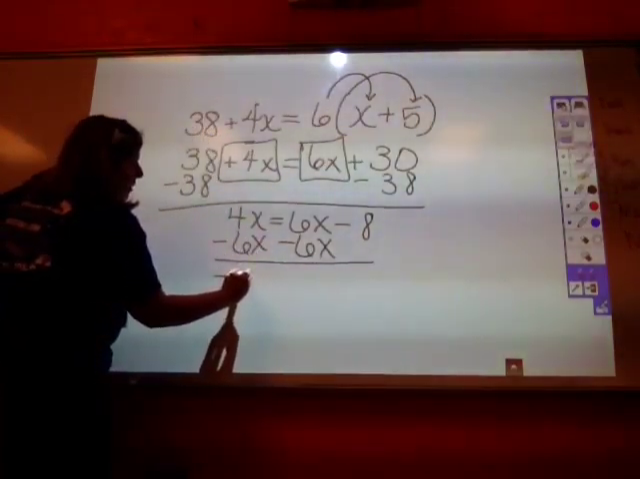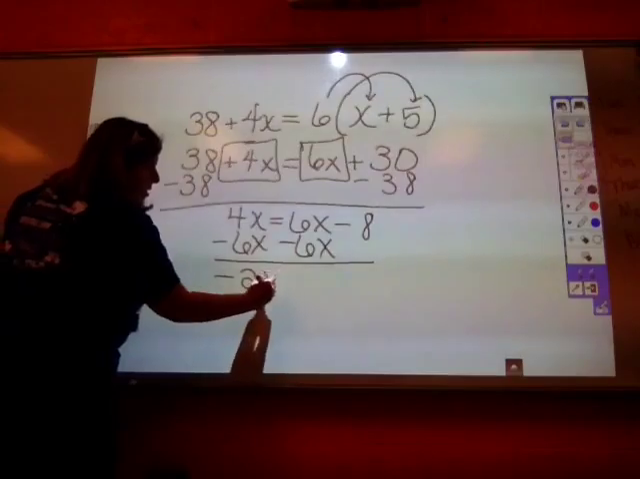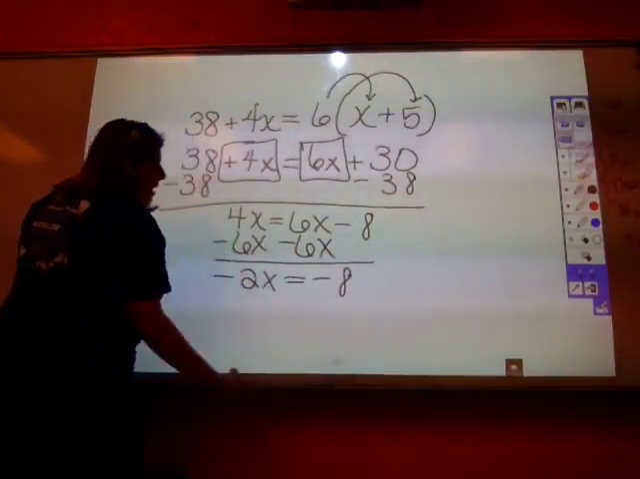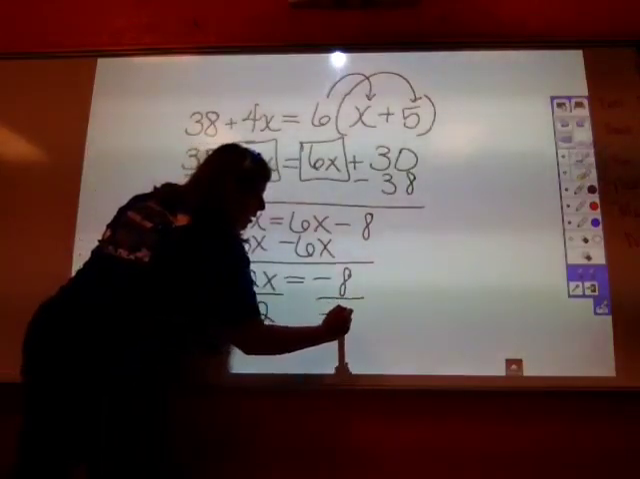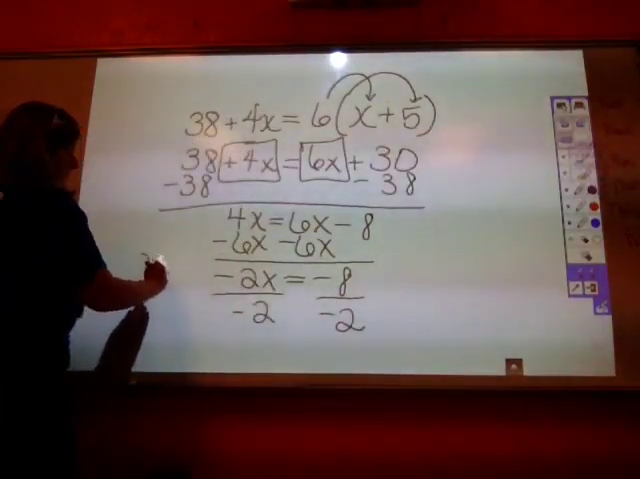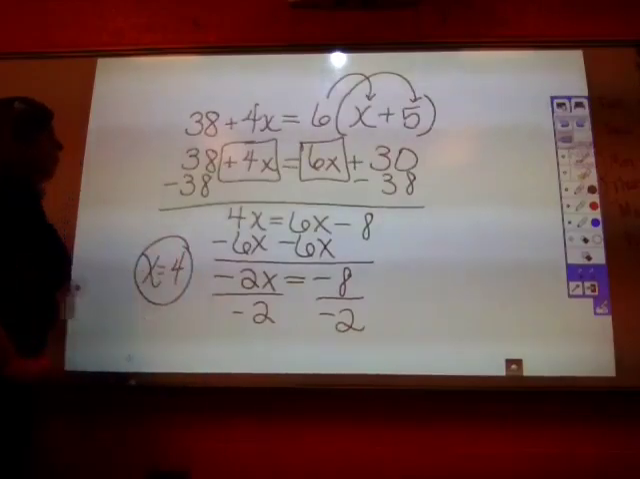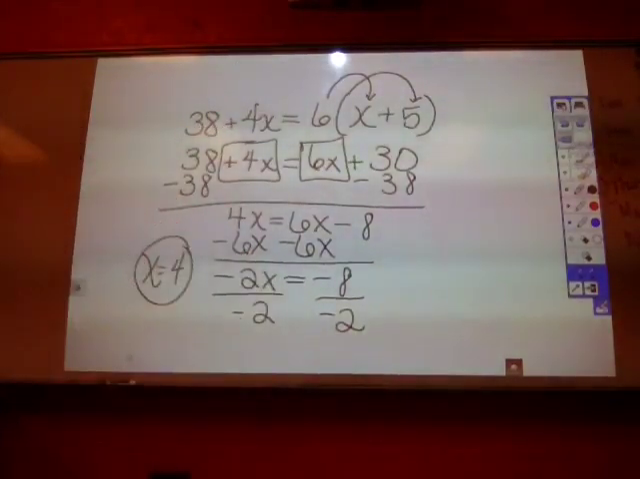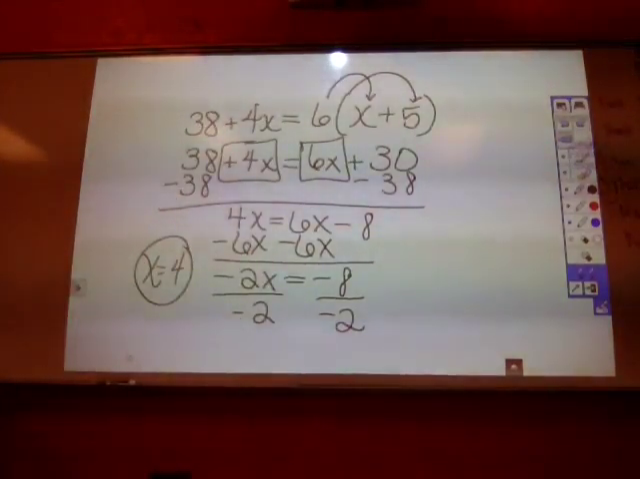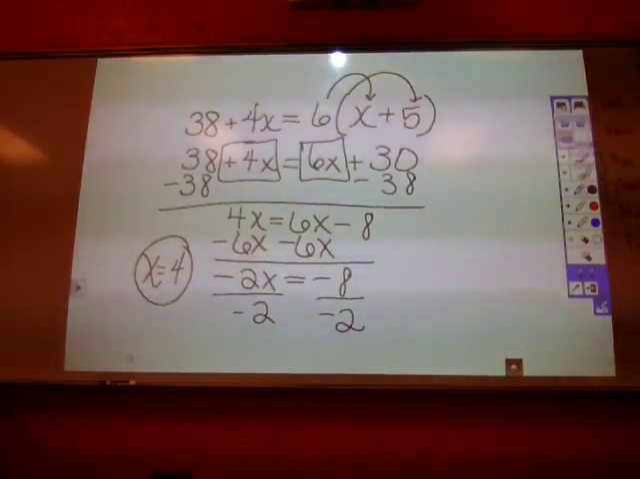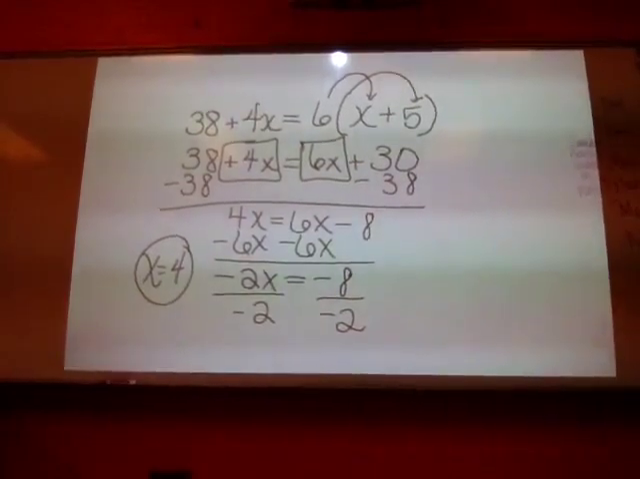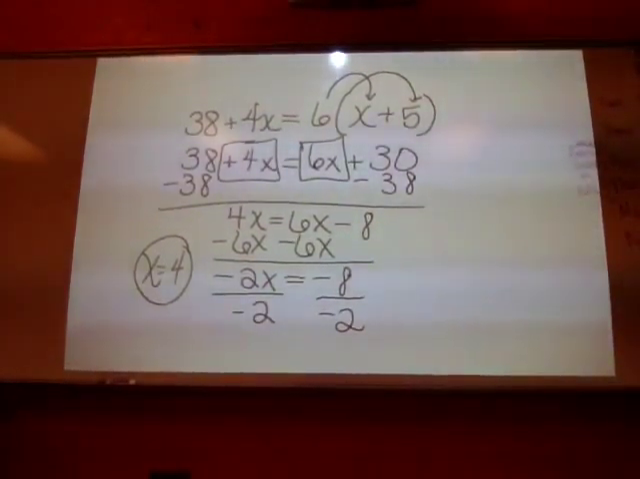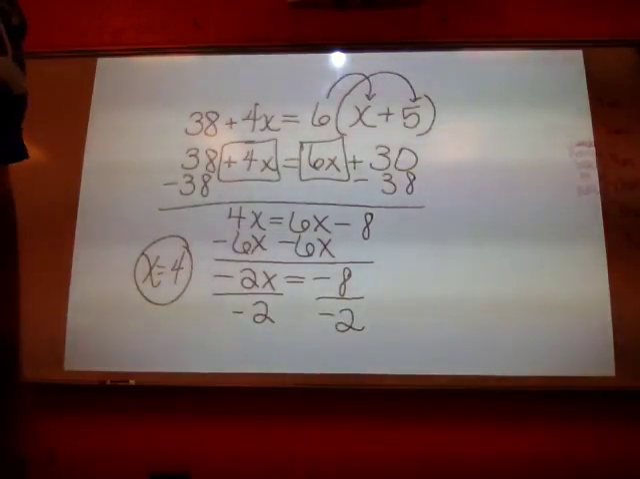So negative 2x is equal to negative 8. Divide by negative 2, and x would equal 4. So just be careful when your x's are on different sides of the equation. We have a tendency to want to combine those immediately, but if they're on opposite sides, we have to use our inverse operations. So that kind of gives you a brief overview on how to do problems 7 through 16 on your review.